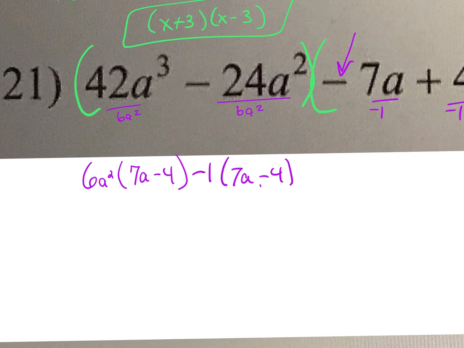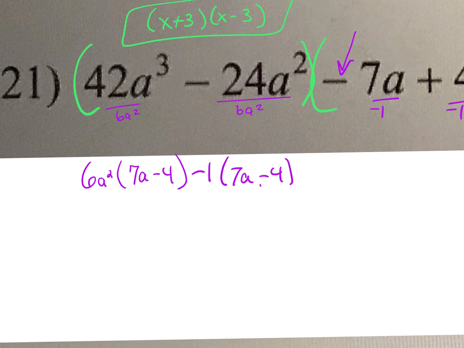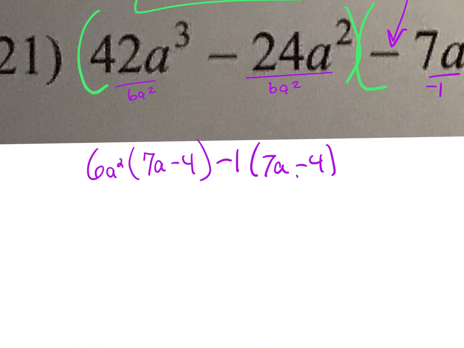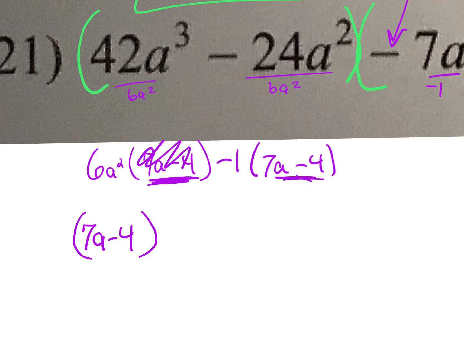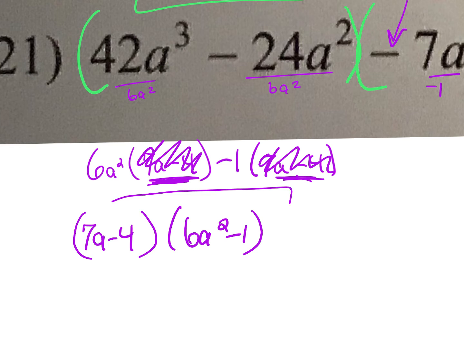What do you notice now? They're the same, right? I have 2 terms here. 6a squared times 7a minus 4 and negative 1 times 7a minus 4. 7a minus 4 is our GCF. So I take that out and I write it 1 time, just once. It is now gone, and what happens with the leftovers? They get their own parentheses. So 6a squared minus 1. Can I factor 6a squared minus 1 anymore? No. So there's my answer.